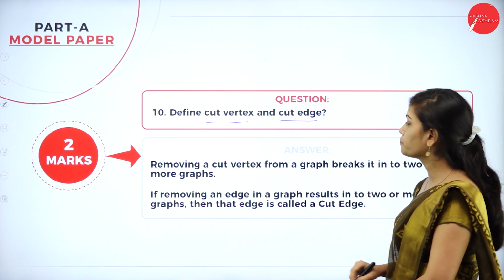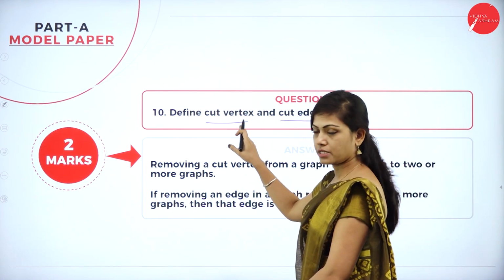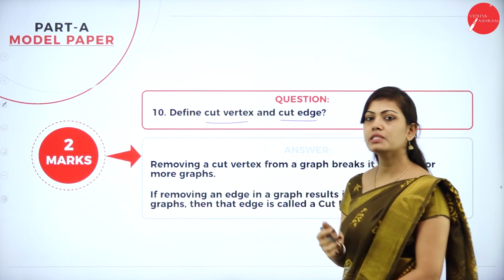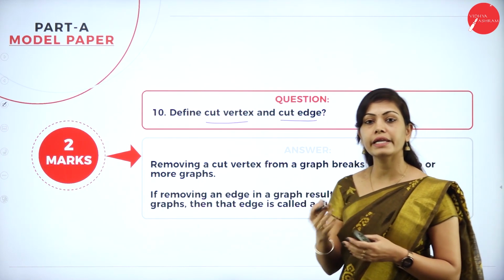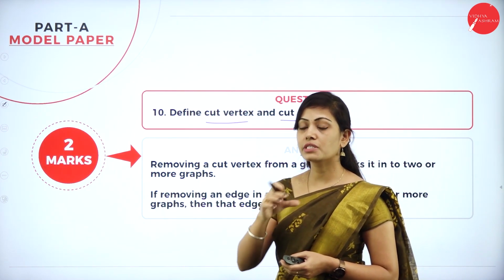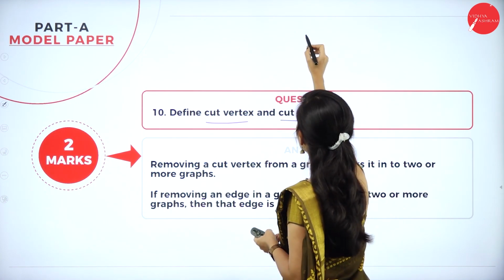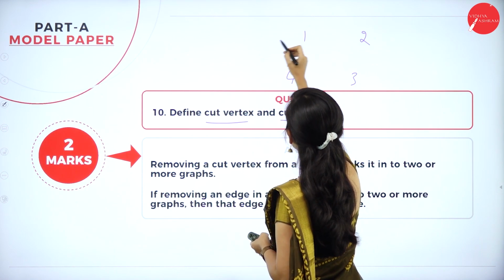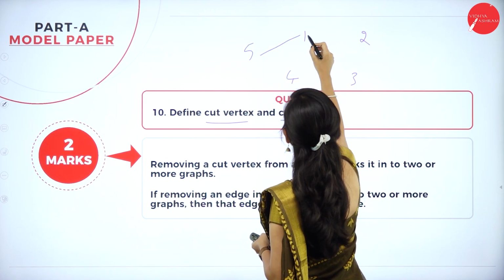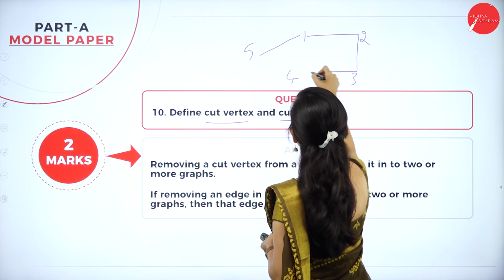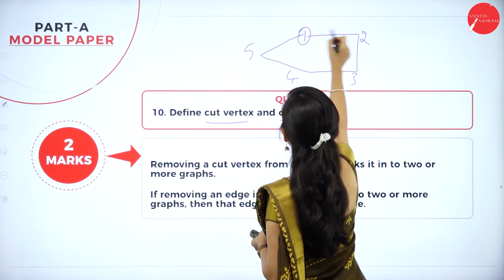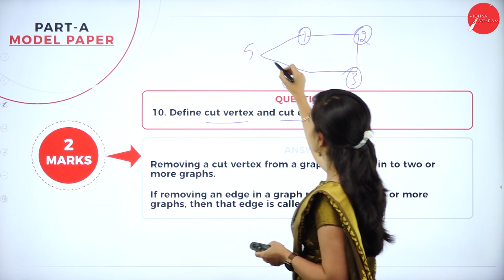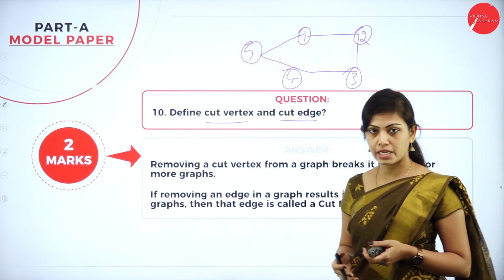And the next one is define cut vertex and cut edge. Very important question. So what is a graph? A graph is a collection of vertices and edges, is it right? Example: vertices 1, 2, 3, 4 and 5. So a graph is a collection of vertices and edges.